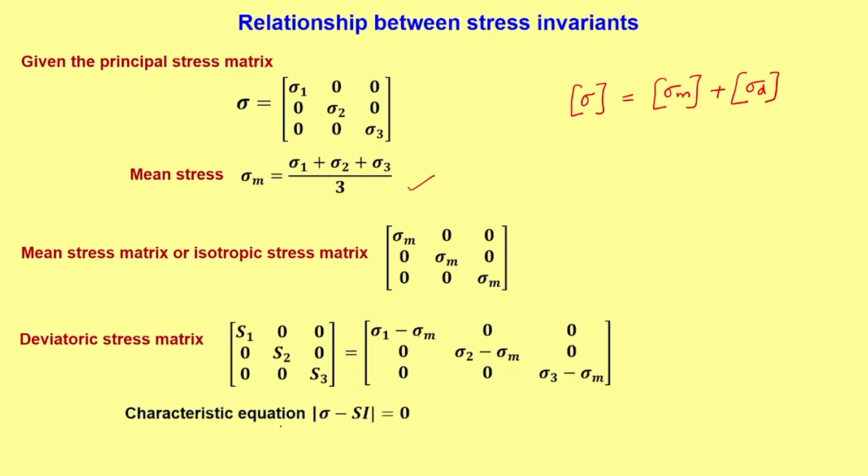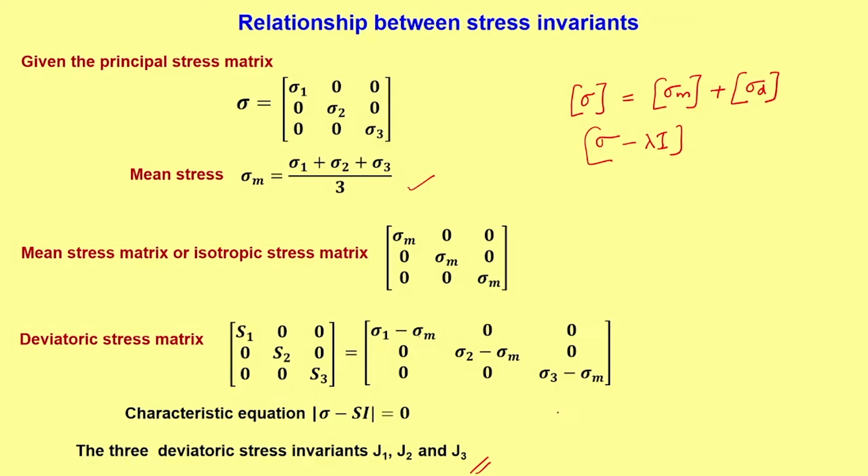So, the characteristic equation, just like we have done in the previous case, what was the characteristic equation? It is sigma minus lambda I, where I is the unit matrix. So, here the characteristic equation is sigma minus S into I, specifically for the deviatoric stress matrix, which is equal to 0. So, one can easily get J1, J2, J3. That is what we have done. So, we have I1, I2, I3 and then J1, J2, J3.